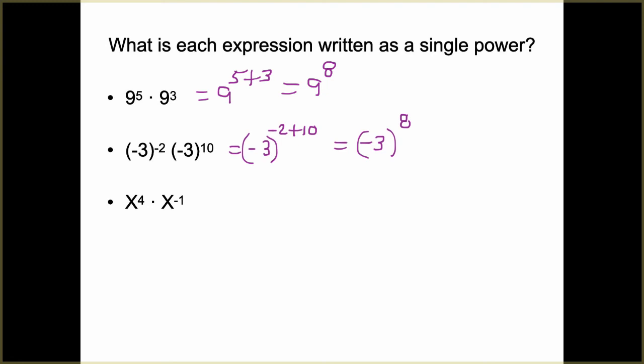Next one we have x to the 4th times x to the negative 1st, and we are just going to add the exponents. We have 4 plus a negative 1, which is x to the third power. So again, when we're doing the same base and we're multiplying them together, we add their exponents.